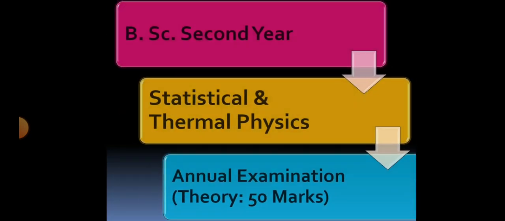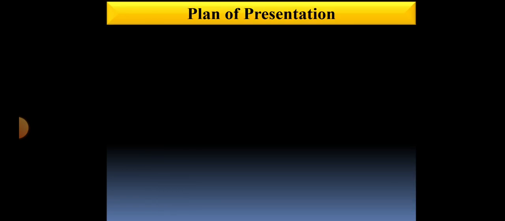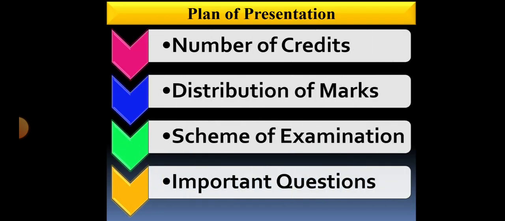Today, I will discuss with you an important paper of physics titled Statistical and Thermal Physics, which is taught in BSc second year class. In this video, I will discuss important questions which are asked in annual exam theory of 50 marks. But first of all, I will discuss briefly about number of credits, distribution of marks, scheme of examination, and at last there will be discussion on important questions which are frequently asked in your annual exam of this paper. So let's talk about number of credits.